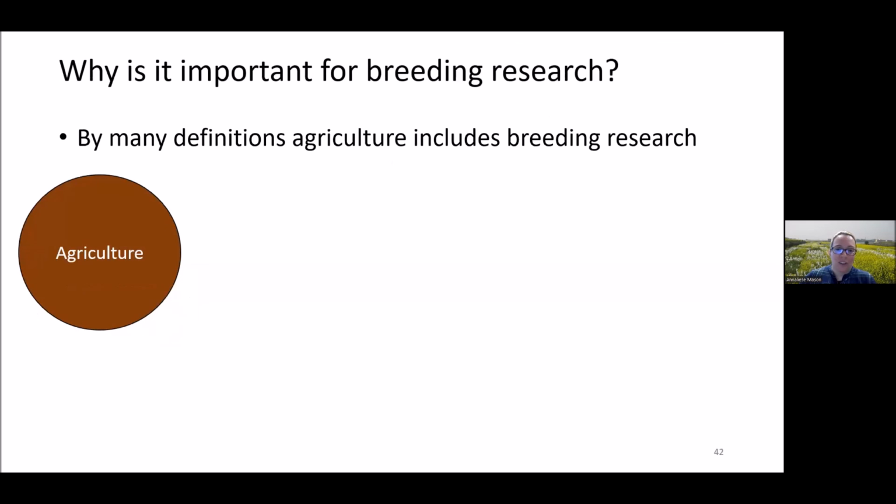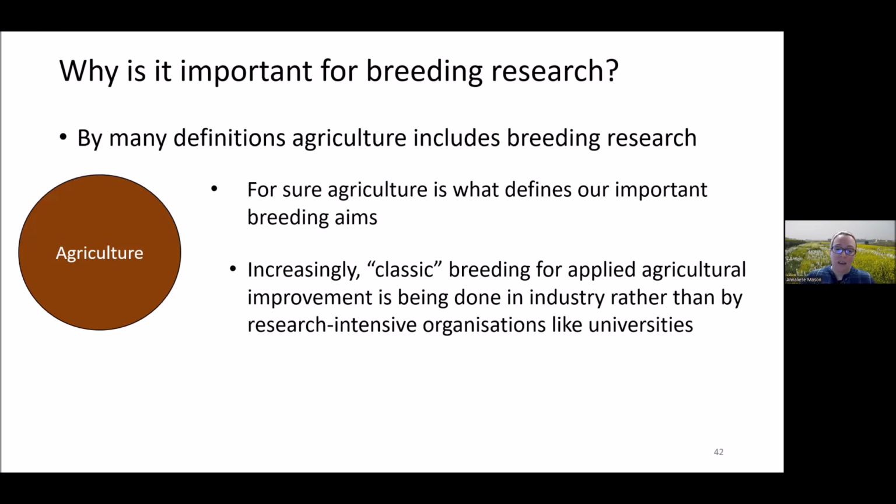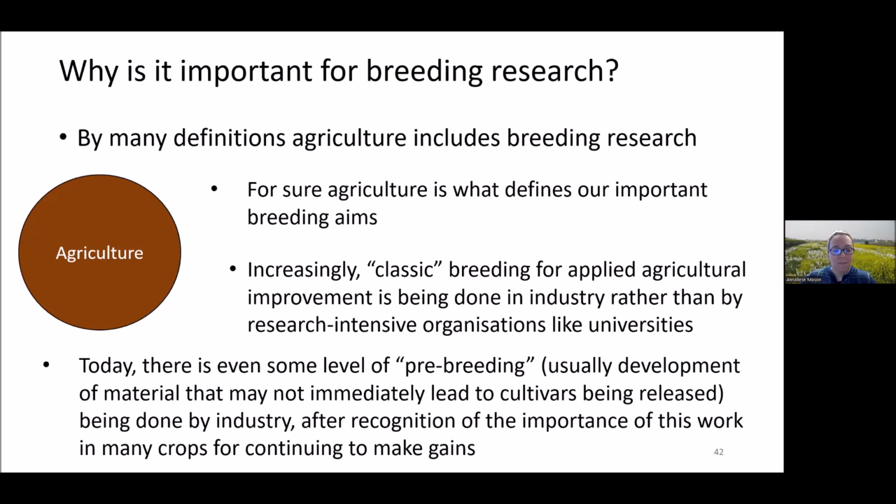Of course, agriculture is important for breeding research because by many definitions, agriculture includes breeding research. So agriculture is for sure what defines also our most important breeding aims. So increasingly, classic breeding for applied agricultural improvement is being done in industry rather than by research-intensive organizations like universities. So not to say that the universities are useless, but the field is very large for research which is happening in plant breeding.